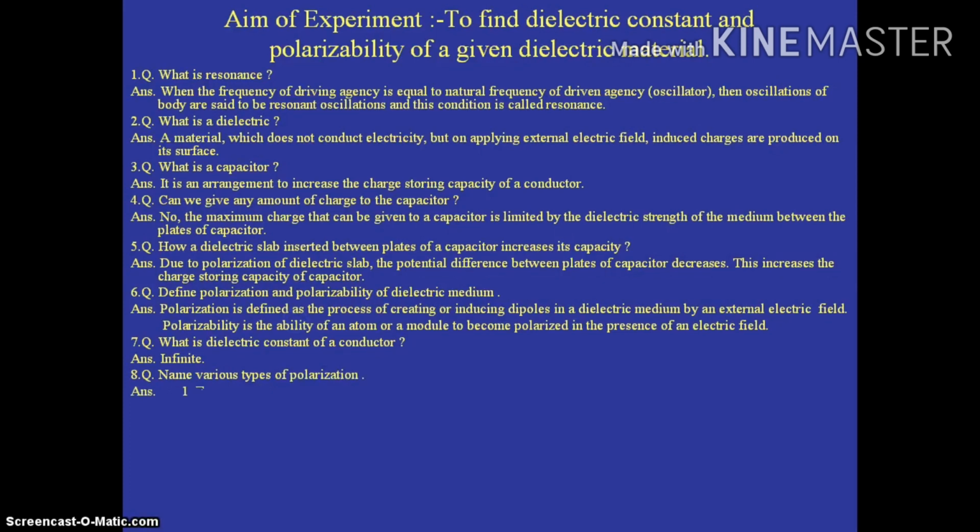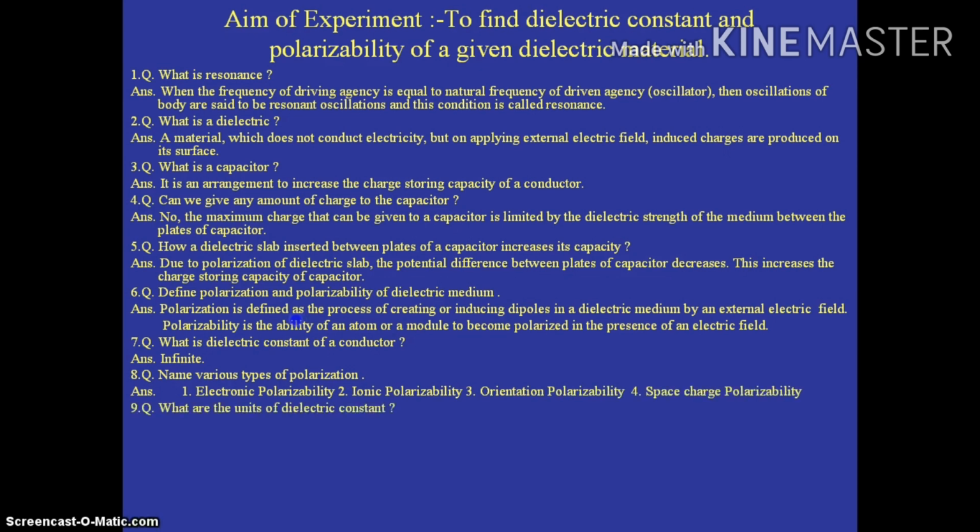Name various types of polarization: electronic polarization, ionic polarization, orientation polarization, space charge polarization, right? So what are the units of dielectric constant? Dielectric constant is a dimensionless quantity, it has no unit.